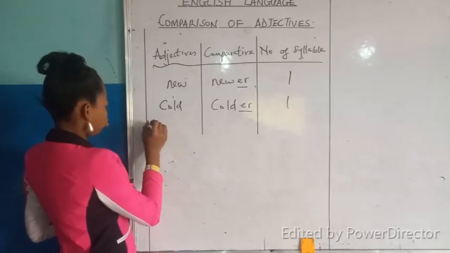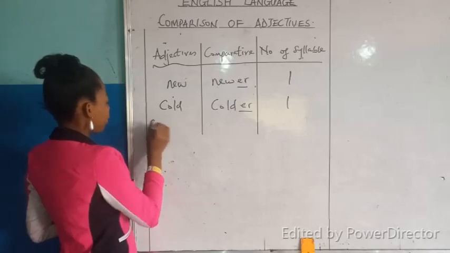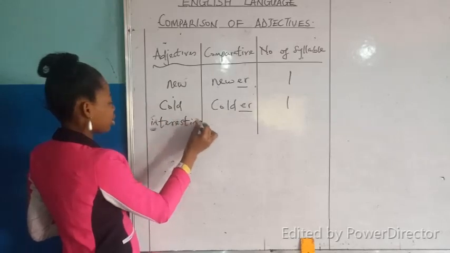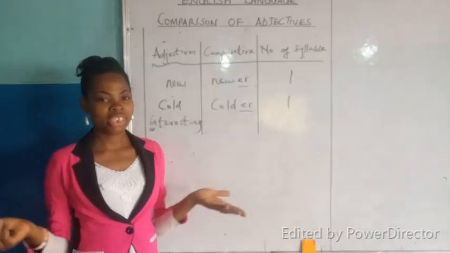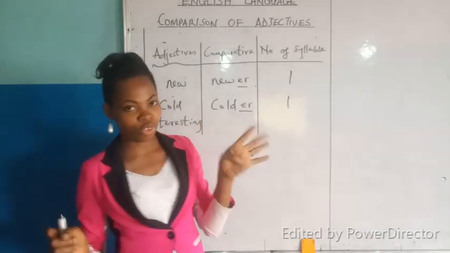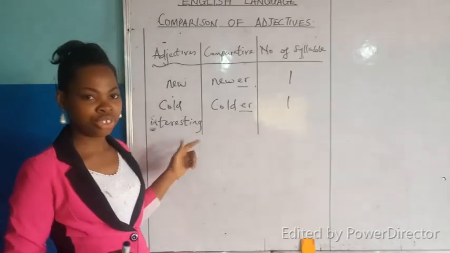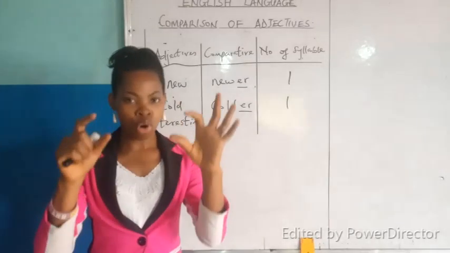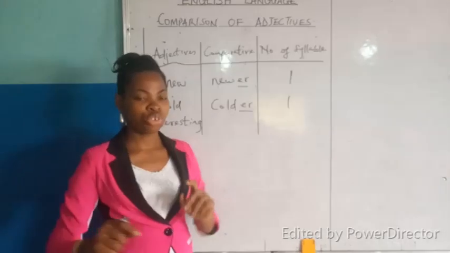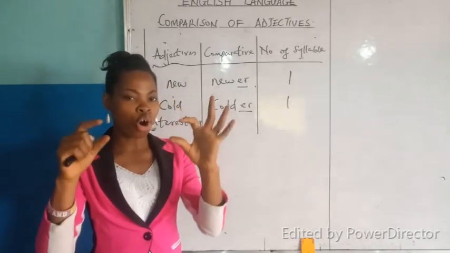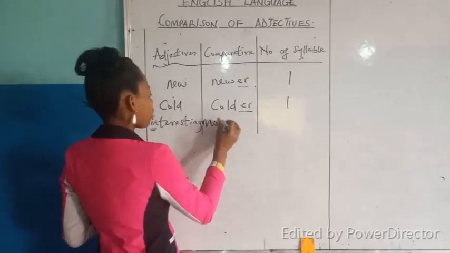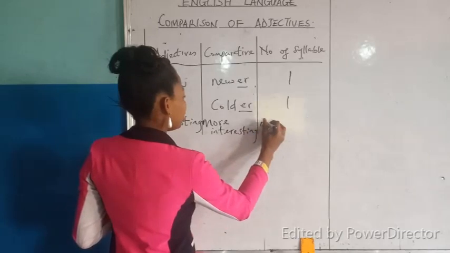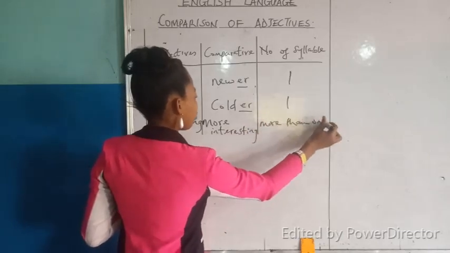Now let's move on to interesting. Let's stop here. Interesting. How many syllables? Interesting. That's four. That's more than one. So the rule does not apply to this type of adjective. What am I supposed to do? The rule says that I should bring in more. So rather than adding ER to interesting, I have to put more at the front, to be more interesting, because it's more than one syllable.